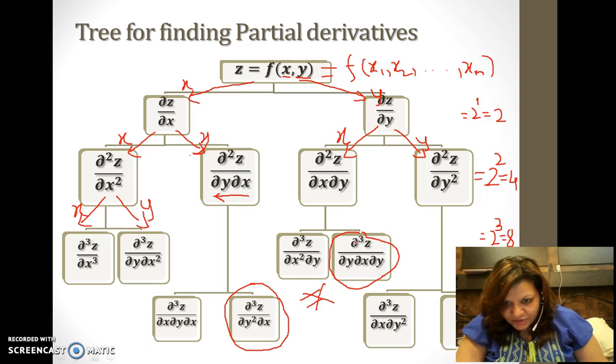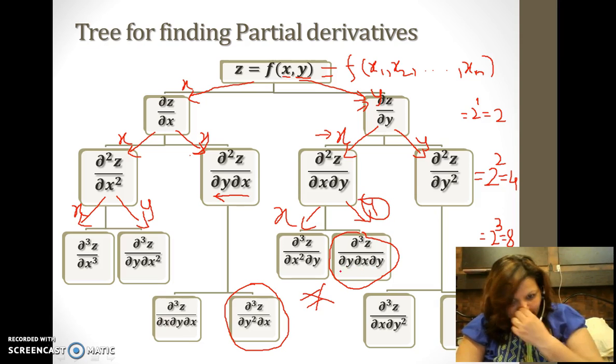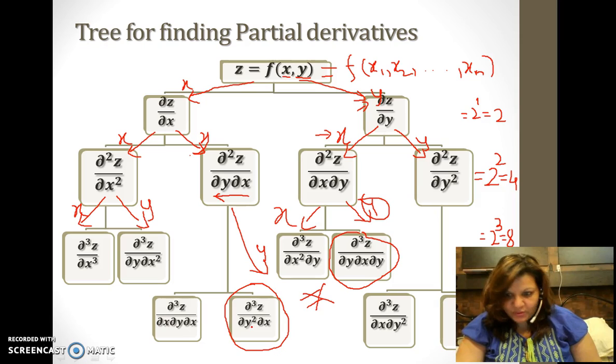So this partial derivative is obtained by differentiating z partially with respect to y first, then x, and then y. Therefore it is dou y, dou x, dou y. But this is obtained by differentiating z with respect to x first, then y, and then again y. Therefore you get dou cube z by dou x dou y square.